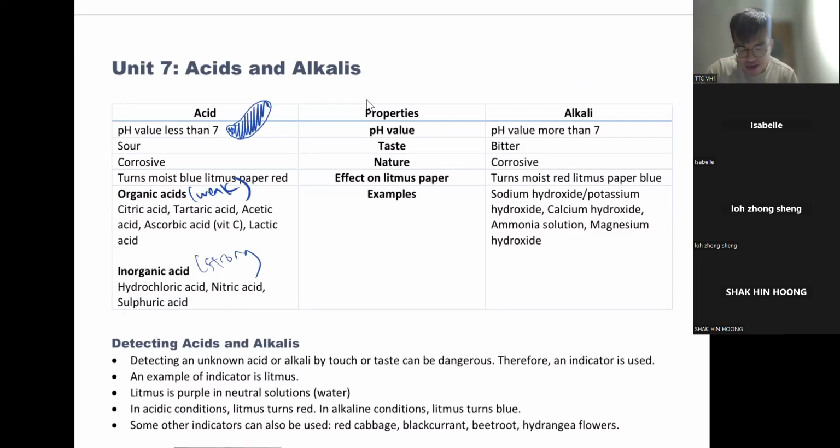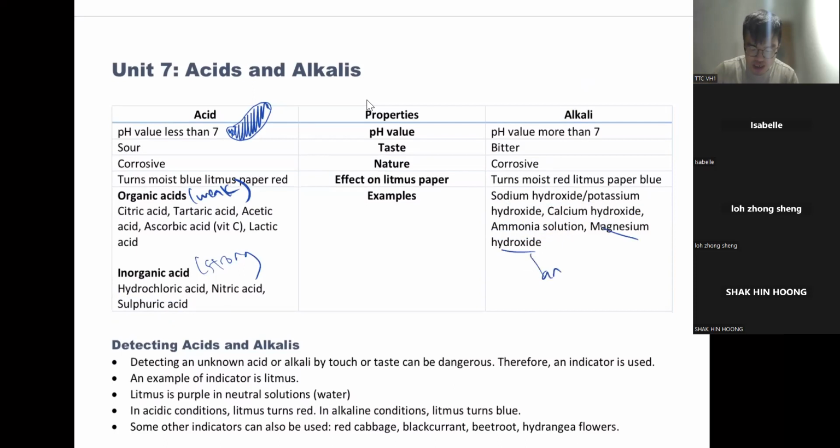Okay, and then alkaline, you have your sodium, potassium hydroxide. We use it for soap. Calcium hydroxide, this is in your cement. Ammonia solution, this is in your cleaning. You know your window cleaner? Window cleaner is like ammonia solution. Magnesium hydroxide, this is used in your antacid. You know it's antacid, your gastric medicine.